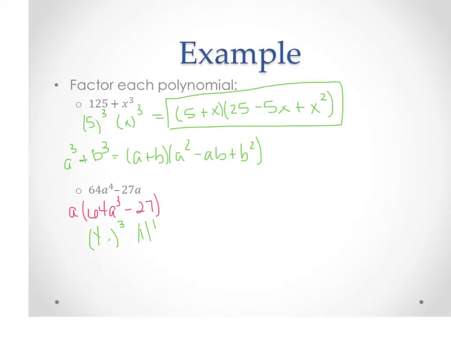So we're going to keep our a out front, and then this factors into a difference of cubes, which is a minus b times a squared plus ab plus b squared. Okay, and make sure that you can follow that pattern and get that. And then there's your answer.